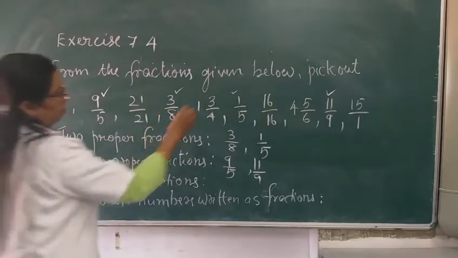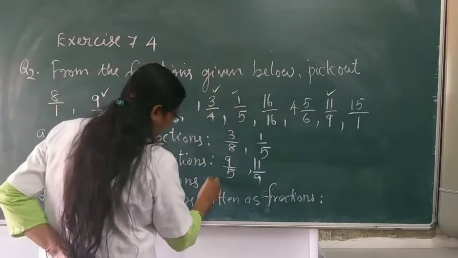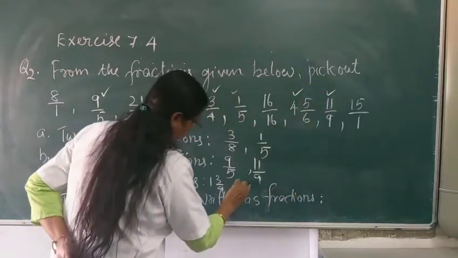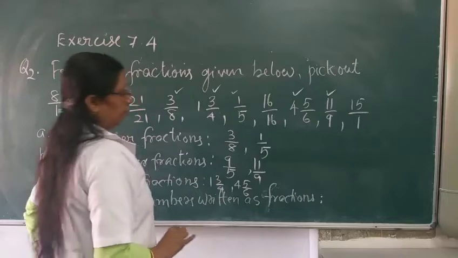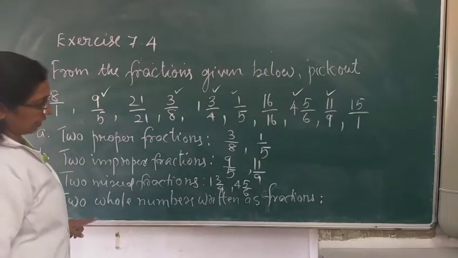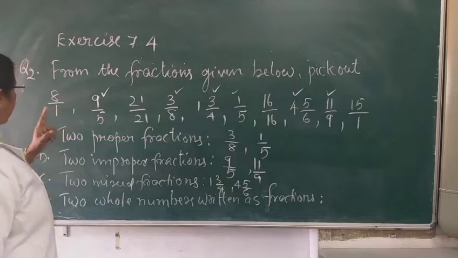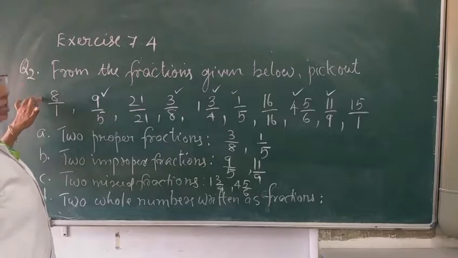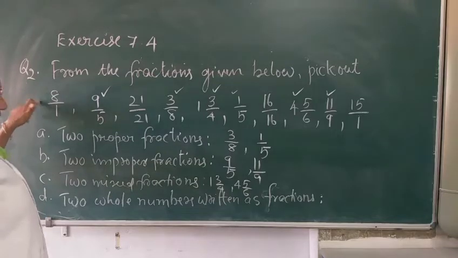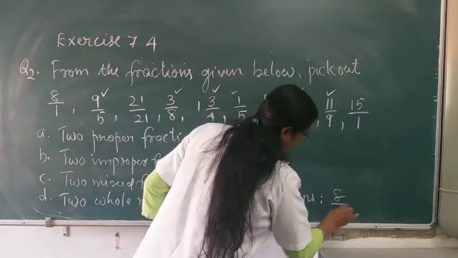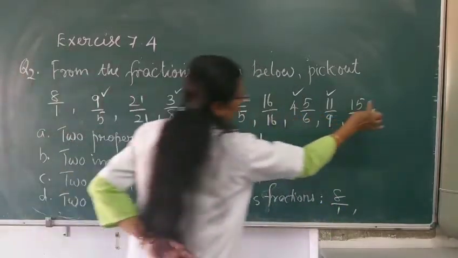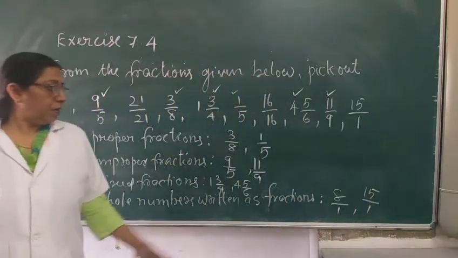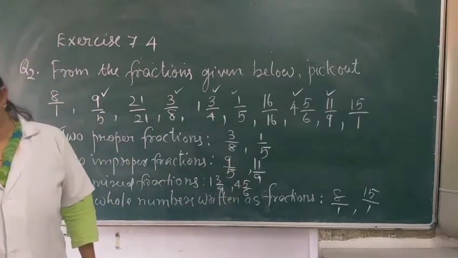Then two mixed fractions. Okay, first one 1 3 by 4 and 4 5 by 6. Now two whole numbers written as fractions. Okay, 8 by 1 means 8. 8 is a whole number, but it is expressed as a fraction 8 by 1. And which is the other one? Here it is 15 by 1. 15 by 1 means it is 15. 15 is a whole number. So, its fraction form is 8 by 1 and 15 by 1.